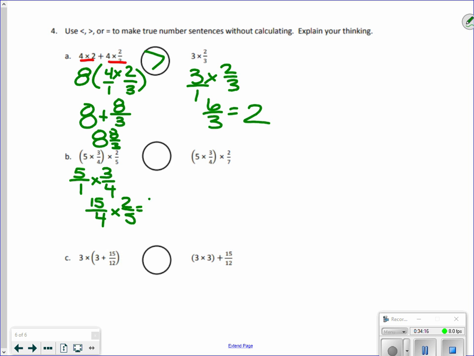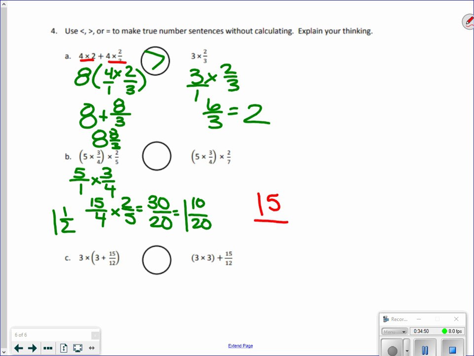15 times 2 is 30. 4 times 5 is 20. I could have simplified within the problem, and while I was working, I was like, I could have done that right in the middle of the problem, but I didn't think about it. 20 goes into 30 once with a remainder of 10 over 20, and I could simplify that to 1 and 1/2. So if I had, stop playing with that Velcro, it's very distracting.